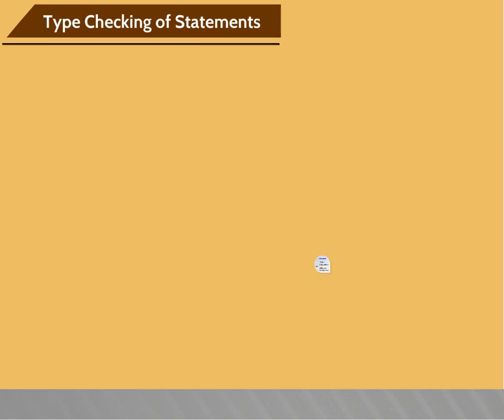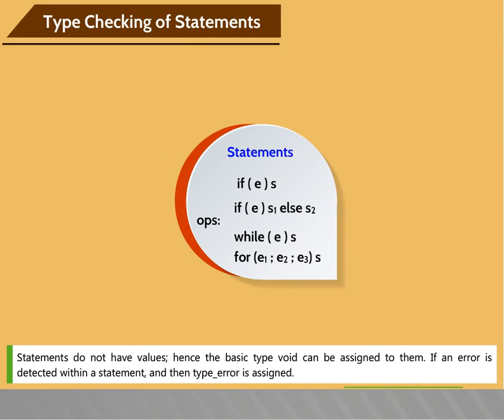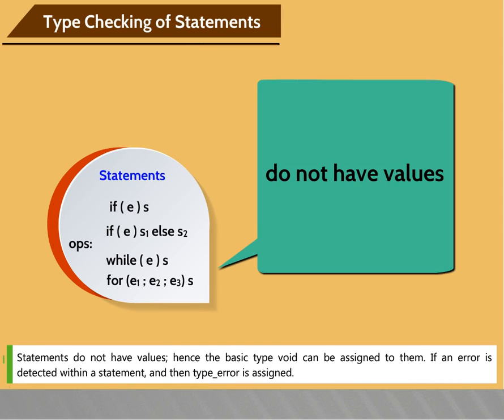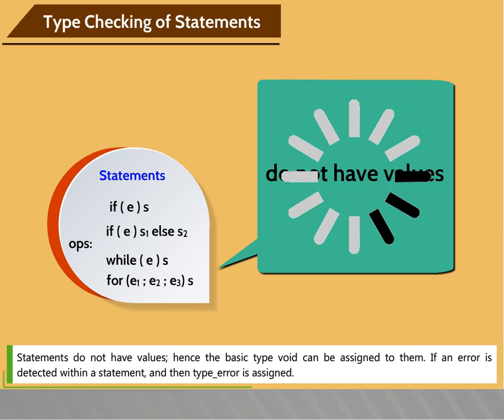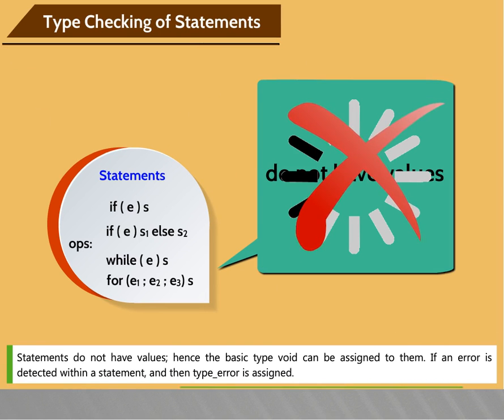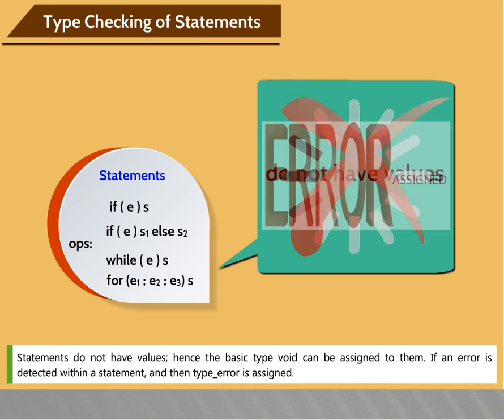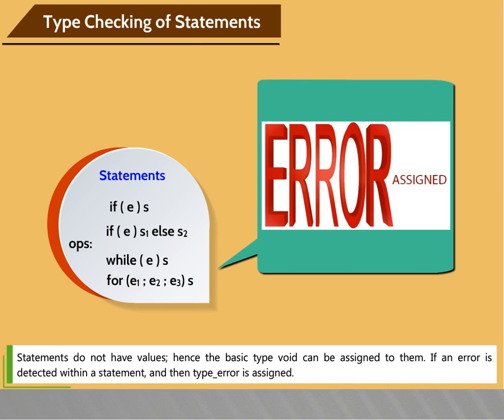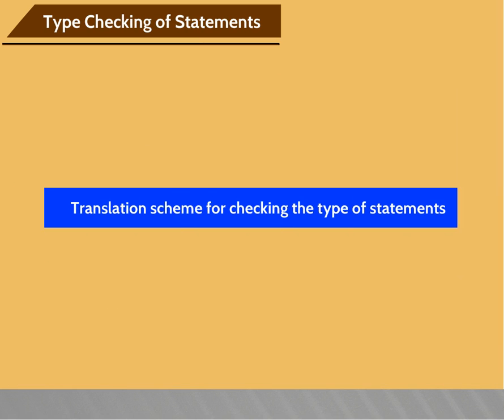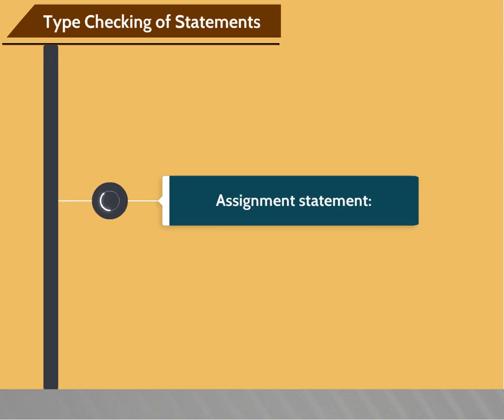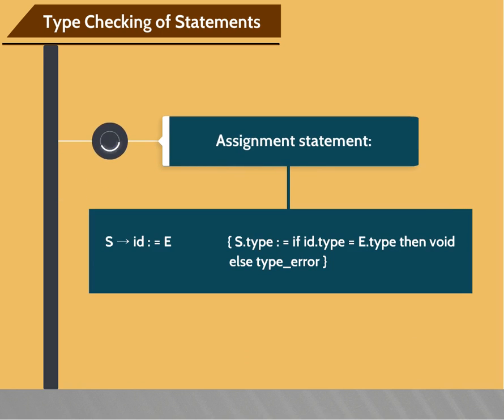Type checking of statements. Statements do not have values, hence the basic type void can be assigned to them. If an error is detected within a statement, then type_error is assigned. Translation scheme for checking the type of statements. Assignment statement. S produces id := E. S.type := if id.type = E.type then void else type_error.